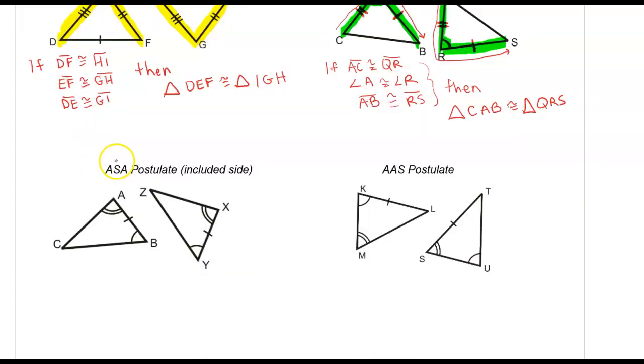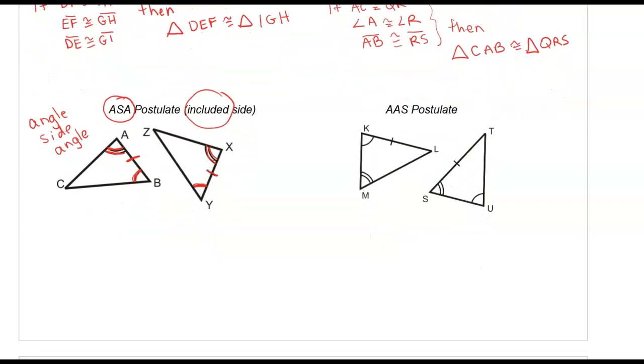The third method is angle side angle. This one too has a requirement that the side is between the 2 angles. When the side is between the 2 angles, it's called the included side. Notice how in the first triangle, angle A and angle B are here and the side is in between them. And then in the second triangle, here's angle X, here's angle Y, and the side is in between them. So make sure the congruent side is between the congruent angles.